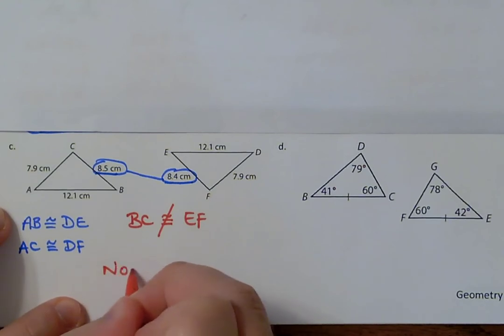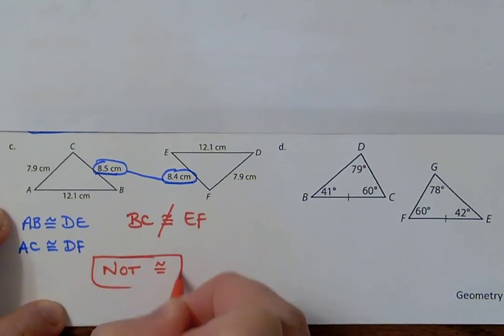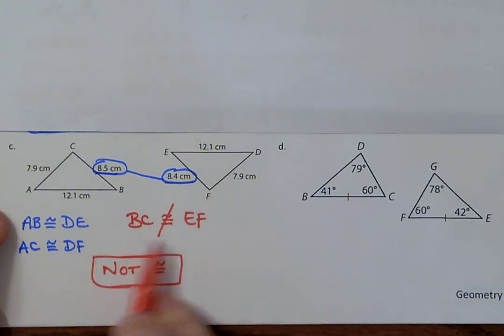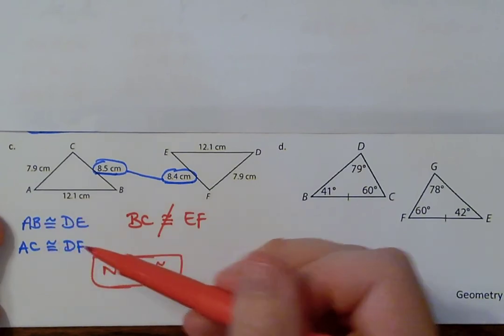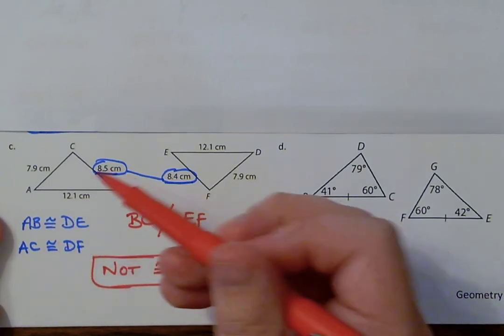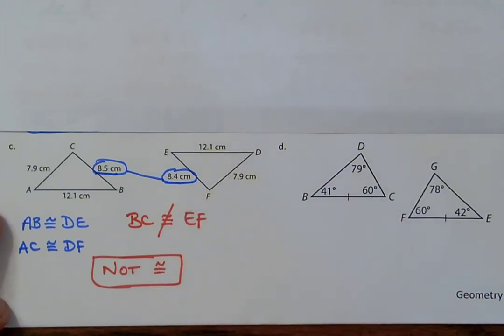So these two triangles are not congruent to each other because one of the side lengths doesn't match the other. So I know that AB and DE, AC and DF match, but BC and EF don't match, so that violates it. So that means these two triangles are not congruent.